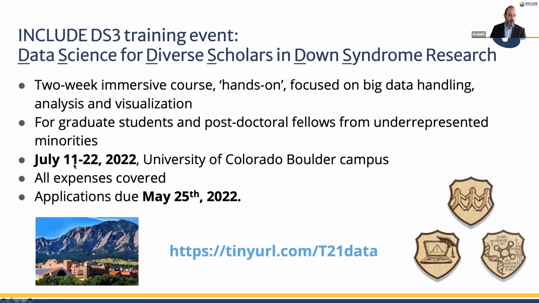Two weeks, July 11 to 22, at the University of Colorado, Boulder. Wonderful place to be in the summer. All expenses covered, travel, lodging, meals, etc. Applications are due May 25th, so there isn't a whole lot of time. Please promote this with your minority trainees. Take a moment to take a screenshot here. tinyurl.com/T21data. It's a very simple application. We want to train your diverse scholars in the big data science of Down syndrome research.